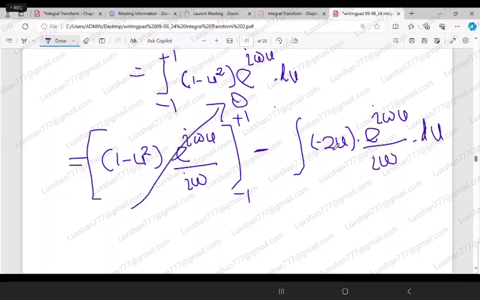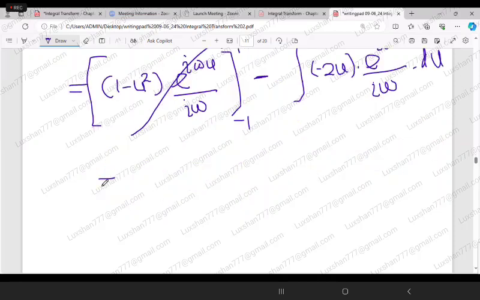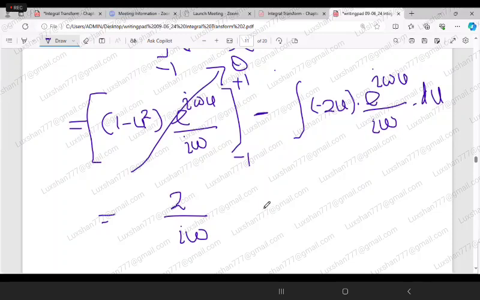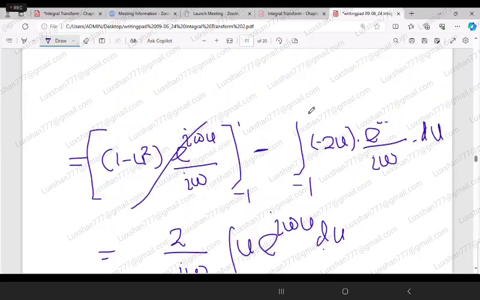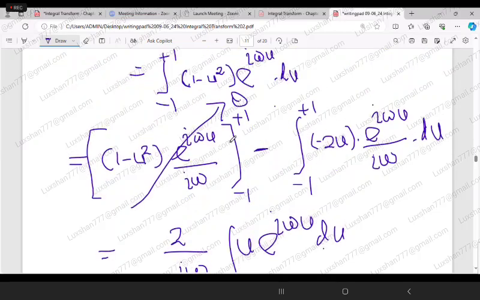And here, we get -2 over i omega. You can take this part out, you can take u out, but you can take omega out. So you can write it as minus into minus plus. It becomes 2 over i omega, integration u into e to the power i omega u du, from -1 to +1. Here also -1 to +1.